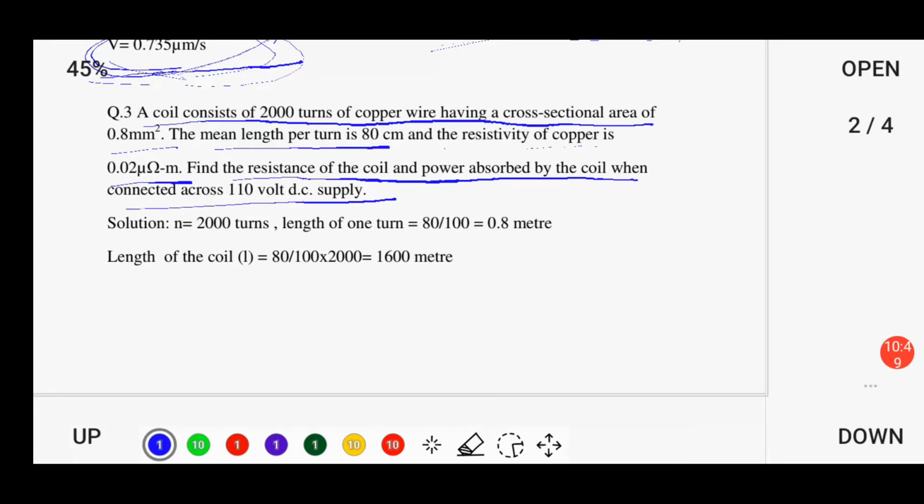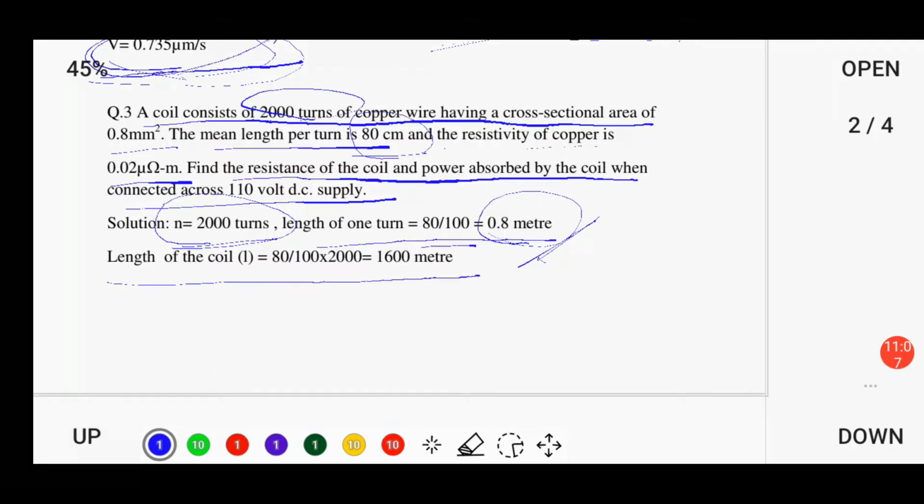First of all, let's see what is given in the question. A coil consists of 2000 turns of copper wire. How many turns are present? 2000 turns. And the length of one turn is given as 80 centimeters. So let's convert it into meters by dividing by 100. Our length obtained is 0.8 meter.